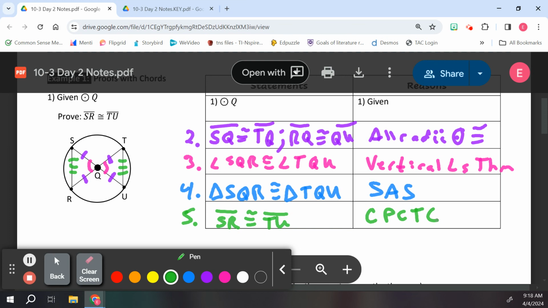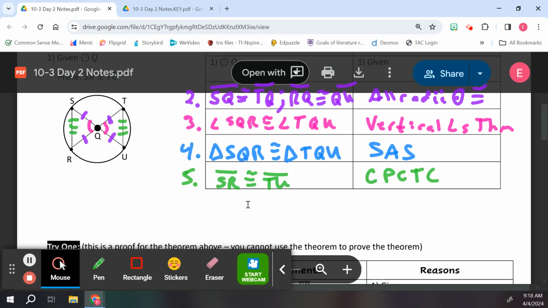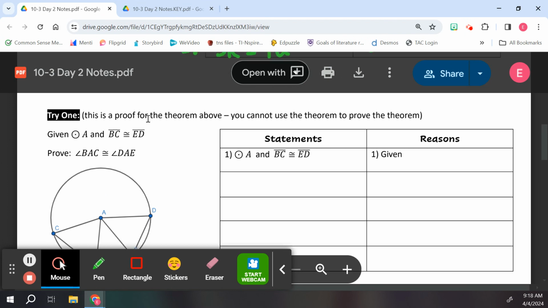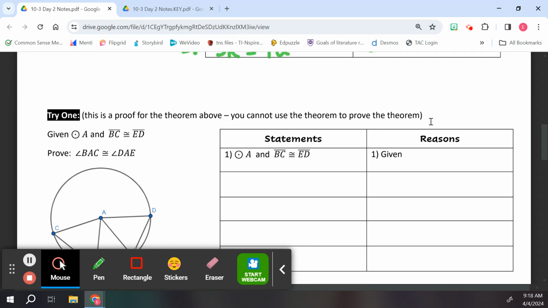Okay? Now what you're going to do is this. You are going to prove the next theorem. Okay? I'll show you everything, but here's the deal. It says this is the proof for the theorem above. You cannot use the theorem to prove the theorem, okay? So what they're saying is you're proving this theorem is true, so don't use it. Use triangles, okay? So I'm going to give you a few minutes to do that.